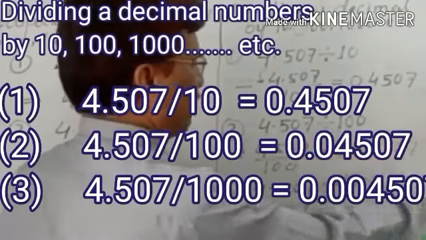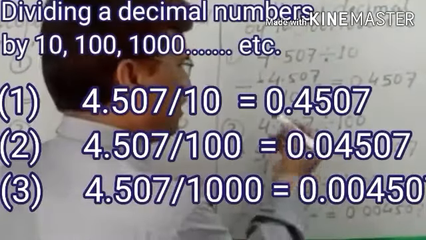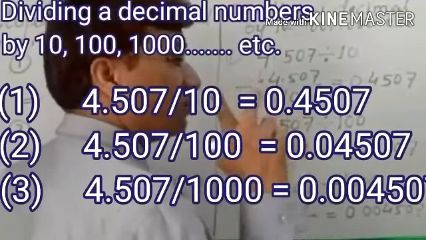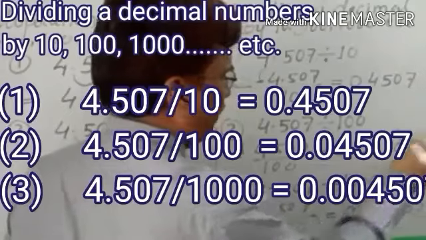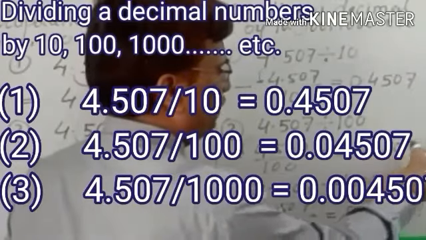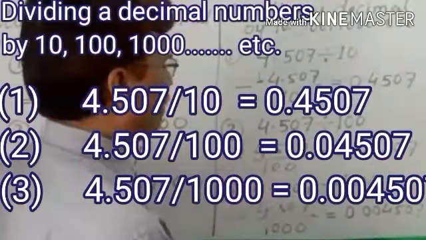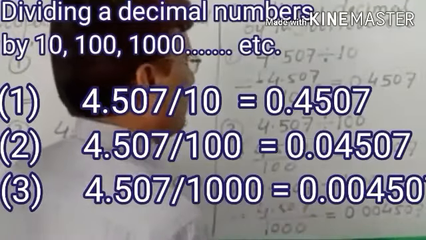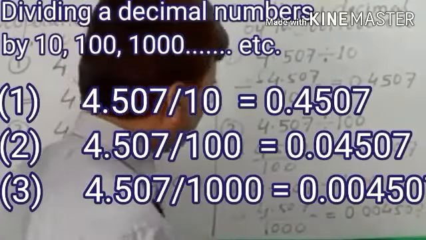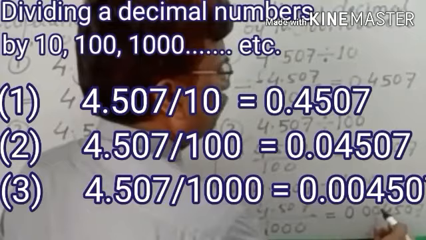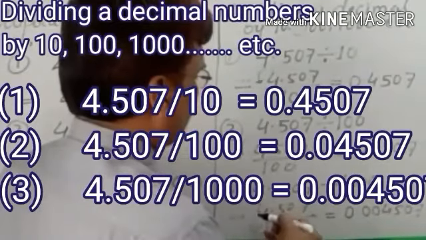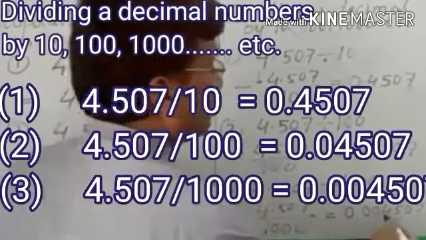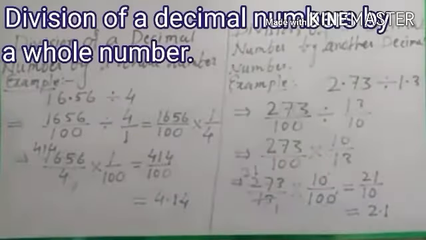4.507 divided by 100. The decimal will shift to the left by 2 places. We get 0.04507. Now third, if we divide 4.507 by 1000, we get 0.004507 because the decimal will shift to the left by 3 places.